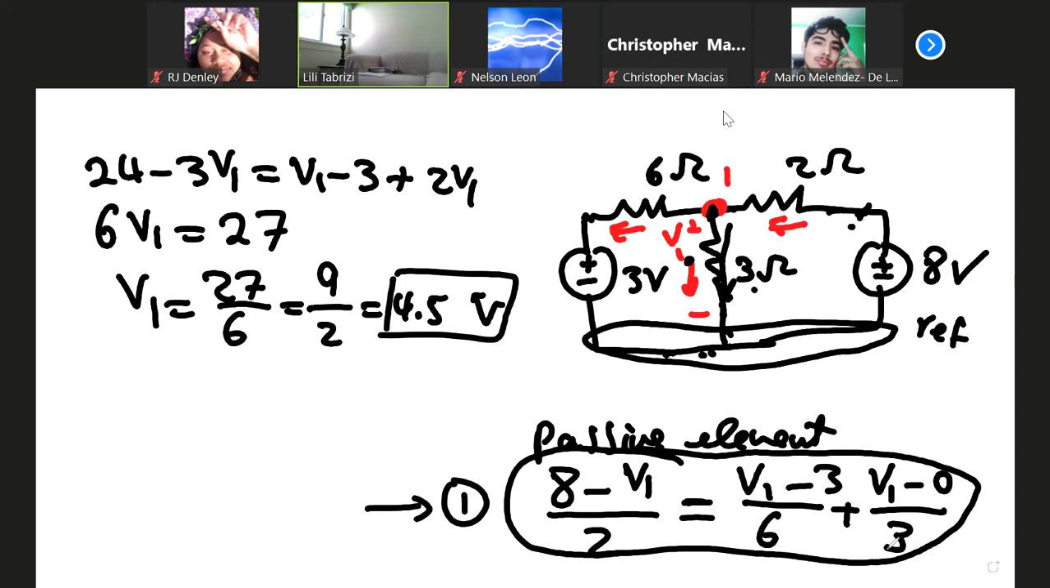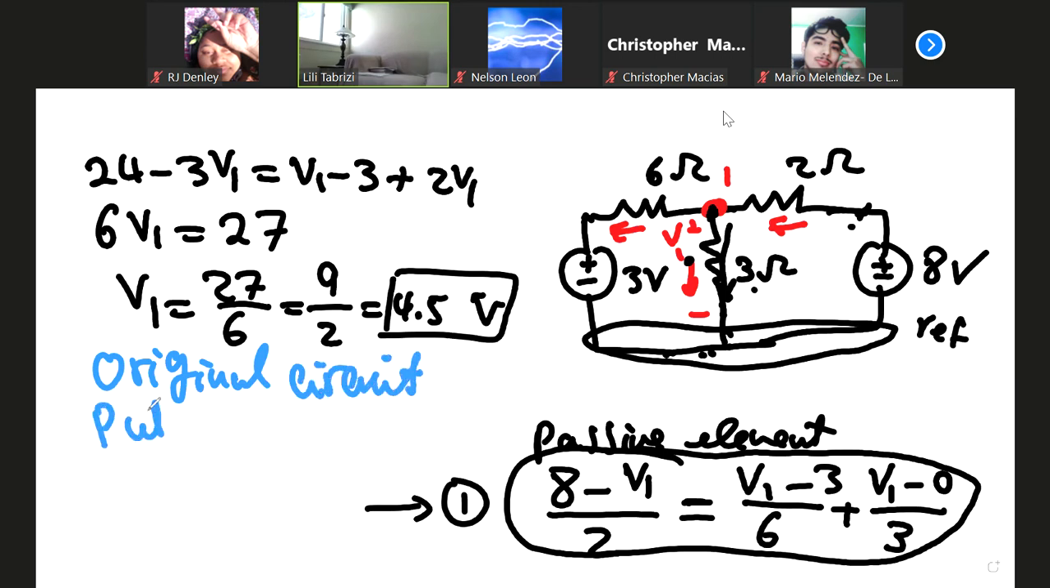Okay. You find the nodal voltage. Once you find the nodal voltage, go back to the original circuit. Put the solution back into the circuit. The question was to find I. After I find my nodal voltage, I go back and answer any question about the circuit. Any question you have about the circuit is related to V1. You don't have to write KVL, KCL, nothing.